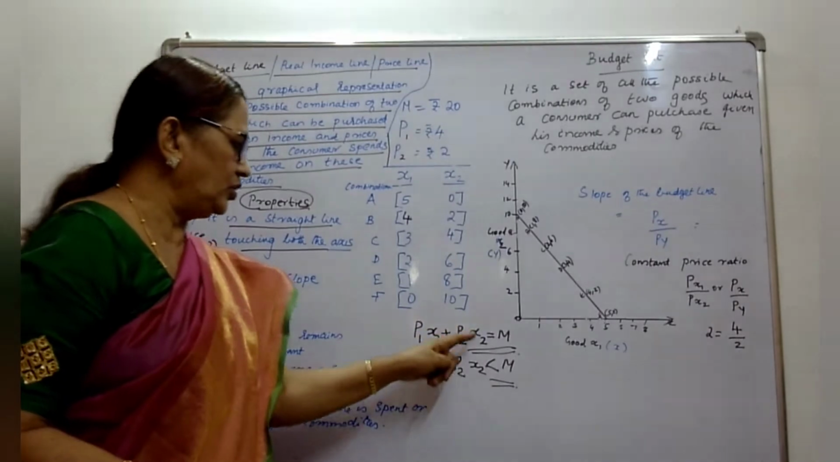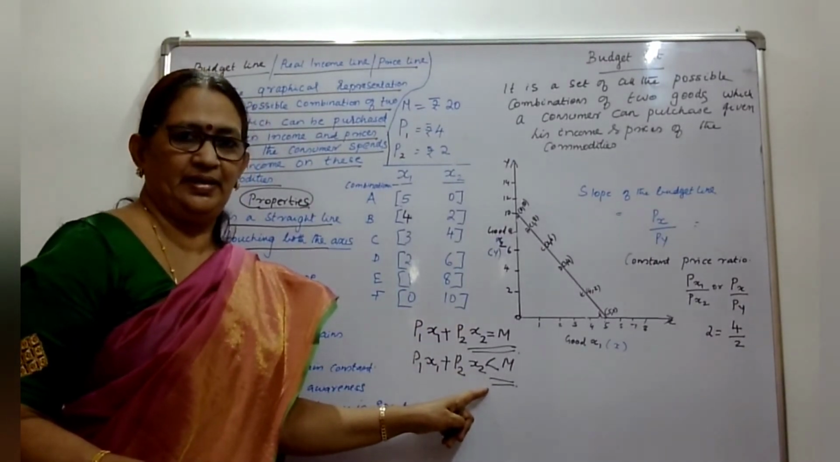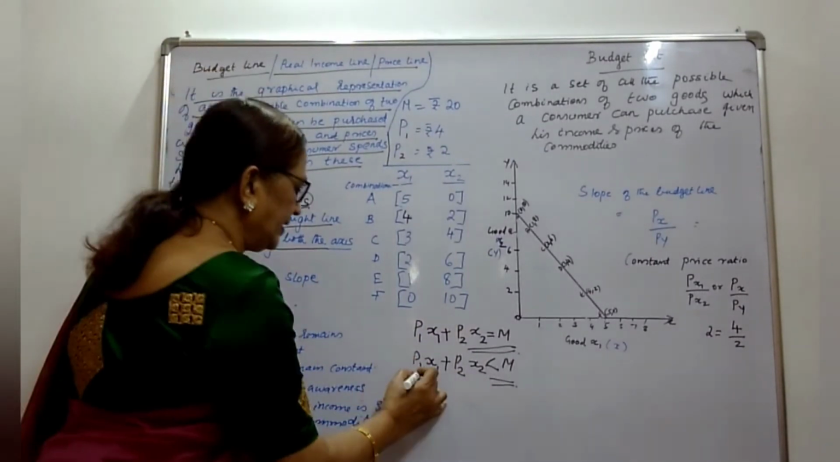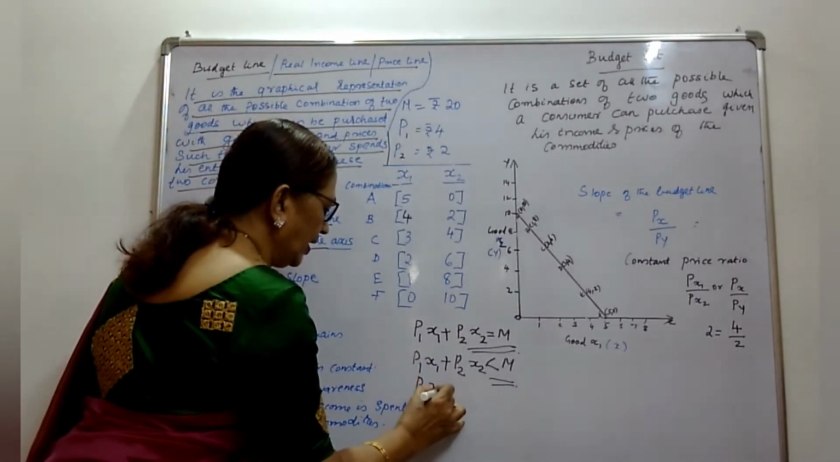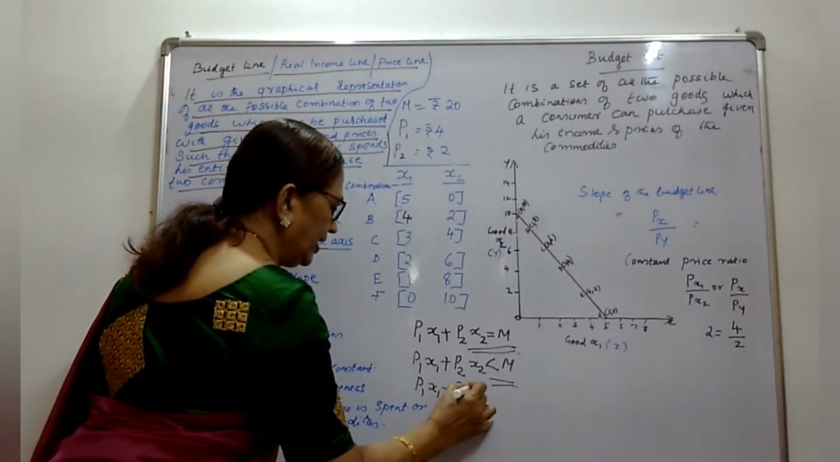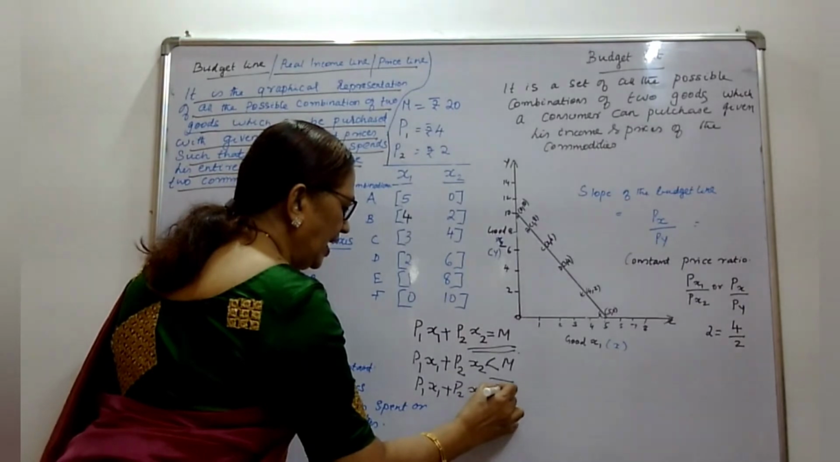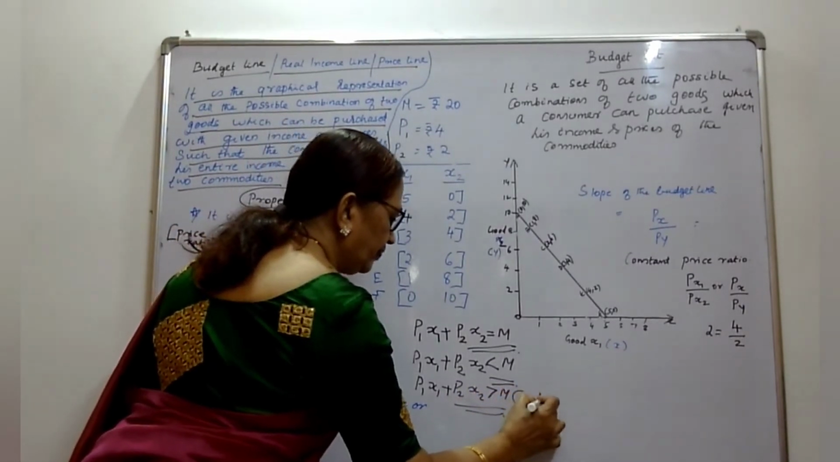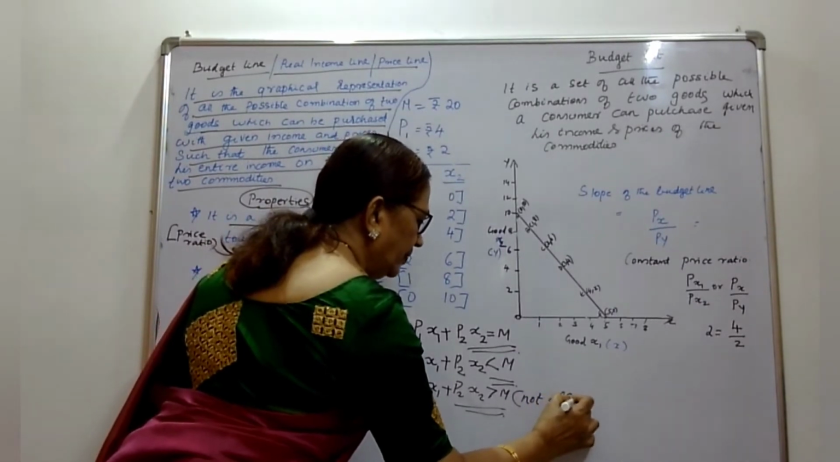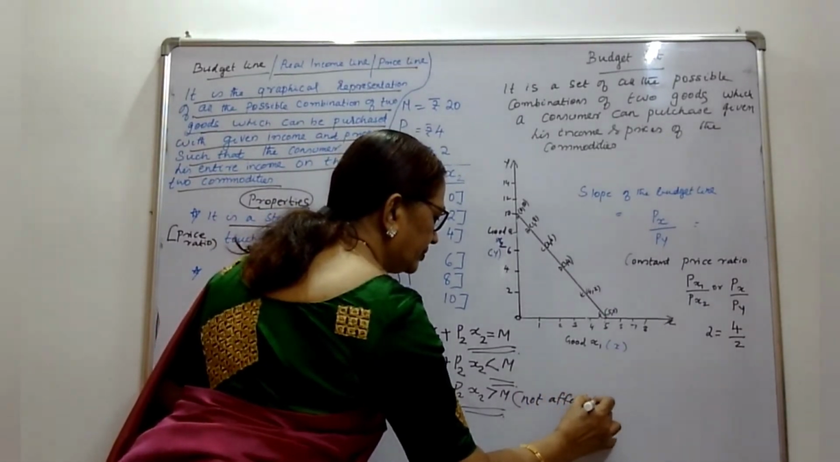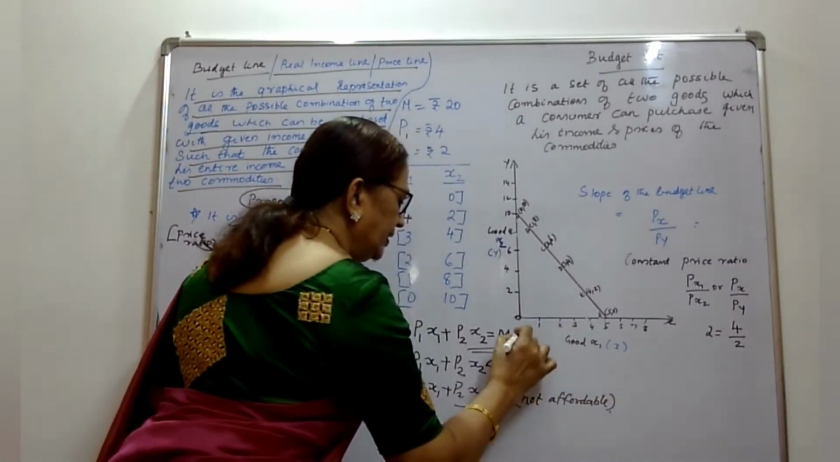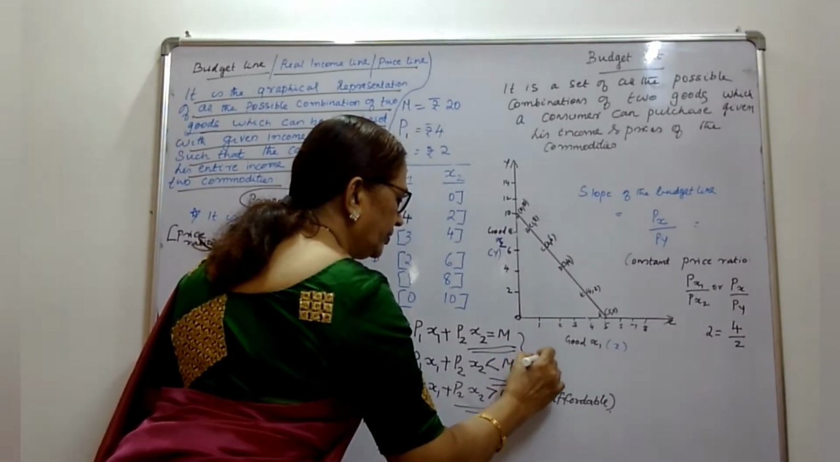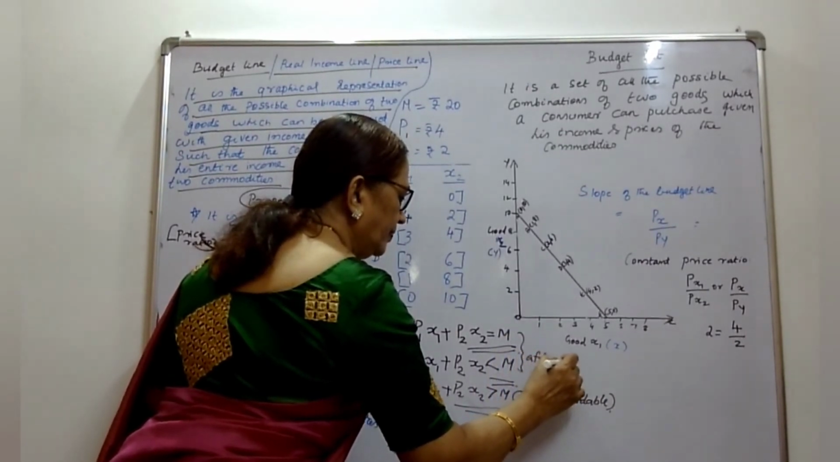These two conditions only will apply here. Next, P1 x1 plus P2 x2 more than income is not affordable. But these two are affordable.